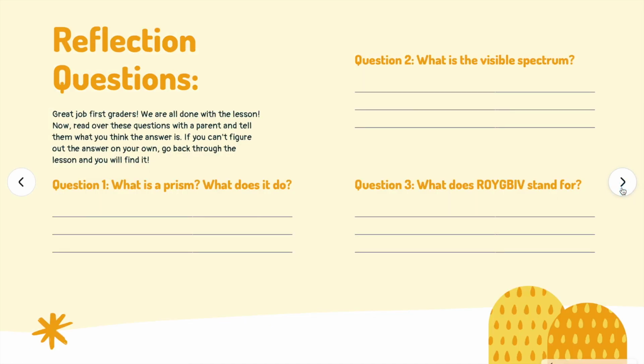Great job, first graders! We are all done with today's lesson. Now, read over these questions with a parent and tell them what you think the answer is. If you can't figure out the answer on your own, go back through the lesson and you'll find it. Our first question is, what is a prism? What does it do? Take time to write your answer down or discuss it with a parent. Question 2, what is the visible spectrum? And question 3, what does Roy G. Biv stand for?